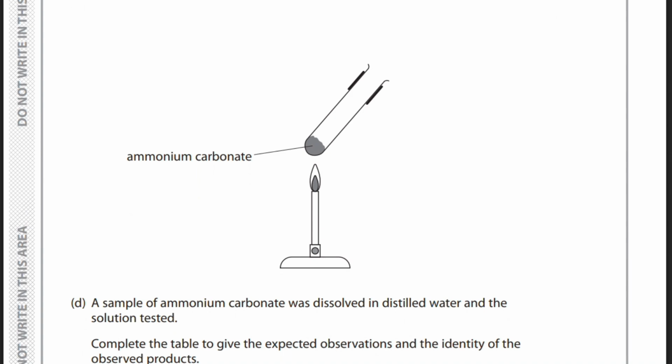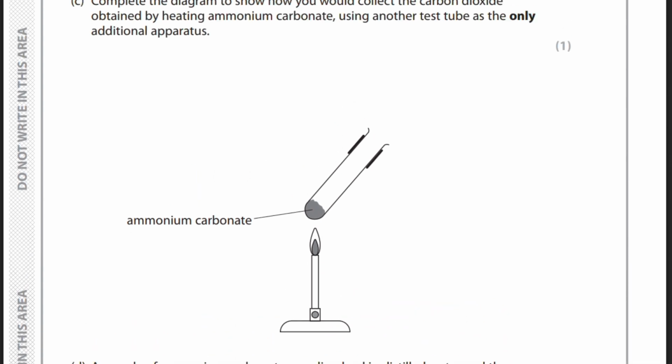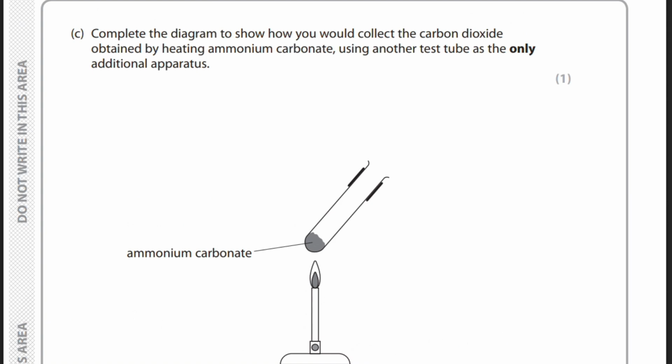Now move on to part 2. Complete the diagram to show how you could collect the carbon dioxide obtained by heating ammonium carbonate using another test tube as the only additional apparatus. So you need to collect the carbon dioxide, but you don't have any additional apparatus except the test tube. So you can collect it by using the test tube only.